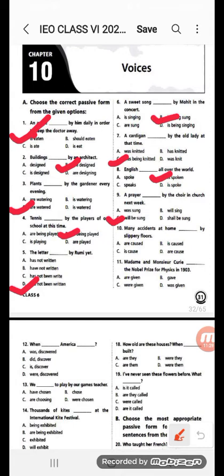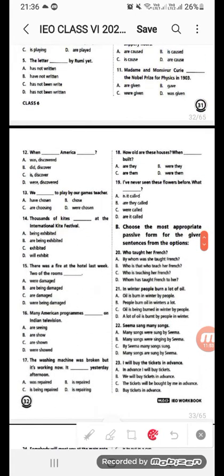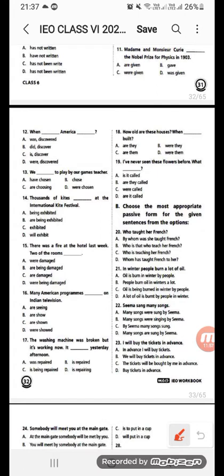Number 10, many accidents at home are caused by slippery floors. Number 11, Madame and Monsieur Curie were given the Nobel Prize for Physics in 1903. Now number 12, when was America discovered? Number 13, we were chosen to play by our games teacher. Thousands of kites are being exhibited at the International Kite Festival.